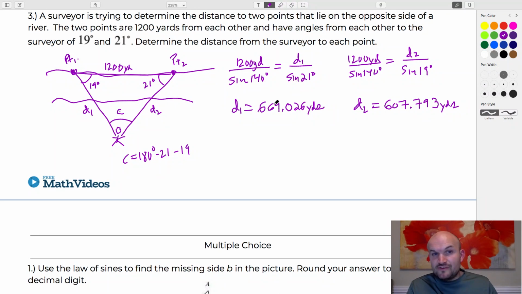Now again, I did create some variables that I'm solving for, so I just want to make sure a word problem would probably be better described.